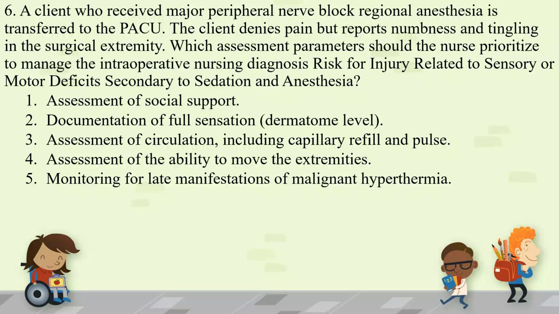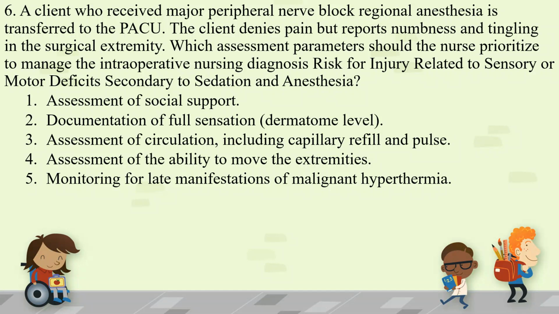Number one, assessment of social support. Number two, documentation of full sensation or dermatome level. Number three, assessment of circulation, including capillary refill and pulse. Number four, assessment of the ability to move the extremities. Number five, monitor for late manifestations of malignant hyperthermia. Of course, this is a select all that apply.